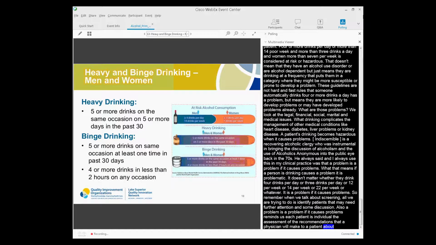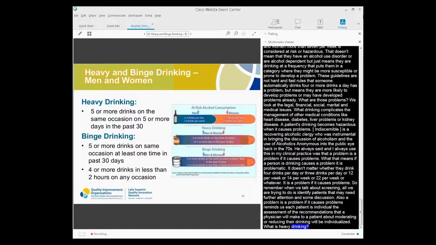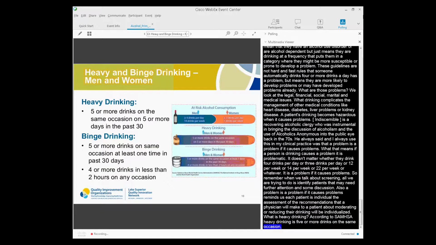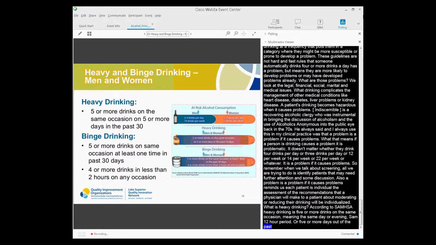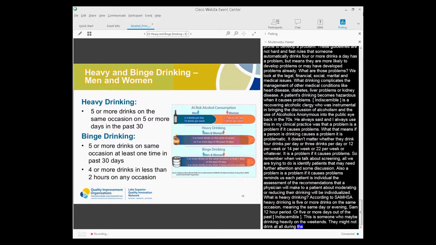So what is heavy drinking? According to SAMHSA, heavy drinking is 5 or more drinks on the same occasion, meaning same day, same evening, same 12-hour period, whatever, or on 5 or more days in the past 30. So this would be somebody that might not drink at all during the week, but might hit it hard on weekends when they're watching football on Friday, Saturday nights or Sunday afternoons, that type of drinker.